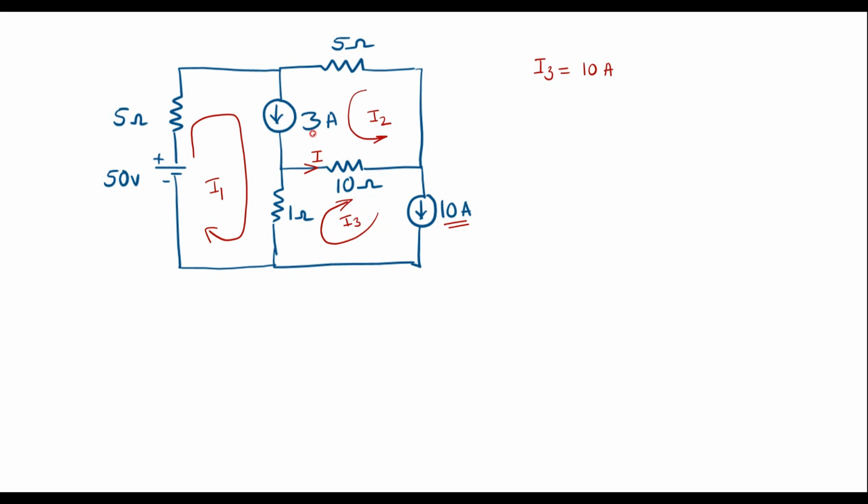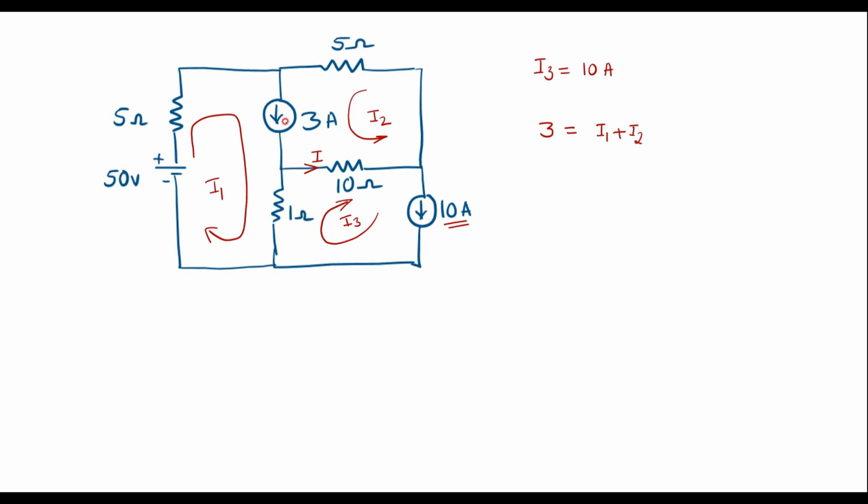Now here we can see that there is a current source between two loops. If there is a current source between two loops, we should analyze the current source first. Let me analyze this current source. I can write 3 is equal to I1 plus I2.